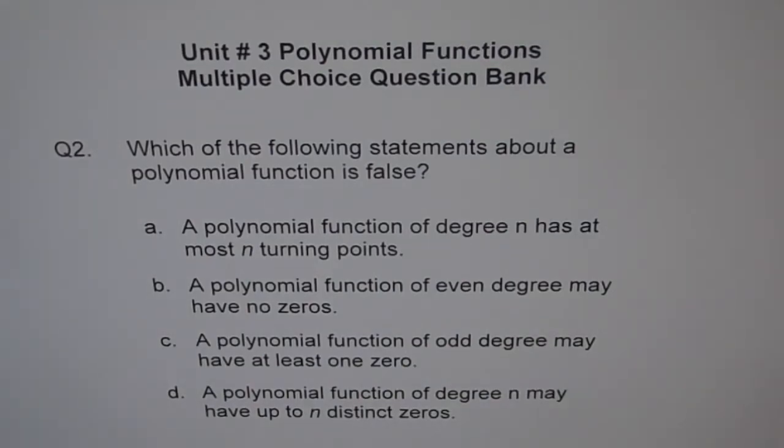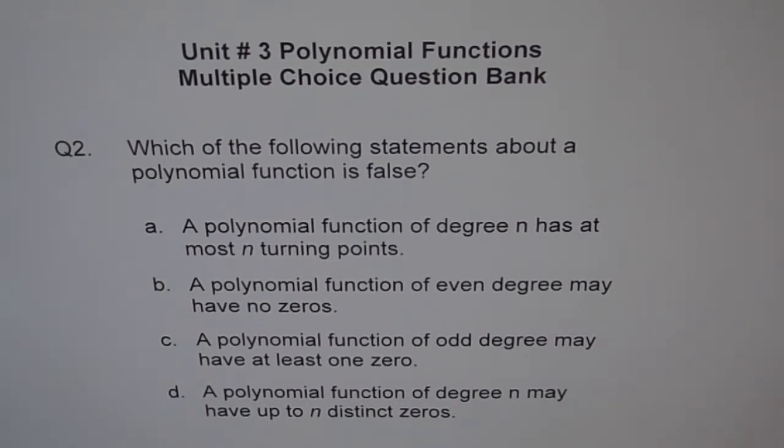Question 2. Which of the following statements about a polynomial function is false? A. A polynomial function of degree n has at most n turning points. This could be false. Think about it. B. A polynomial function of even degree may have no zeros. Well, that could be true. C. A polynomial function of odd degree may have at least one zero. And D is, a polynomial function of degree n may have up to n distinct zeros.